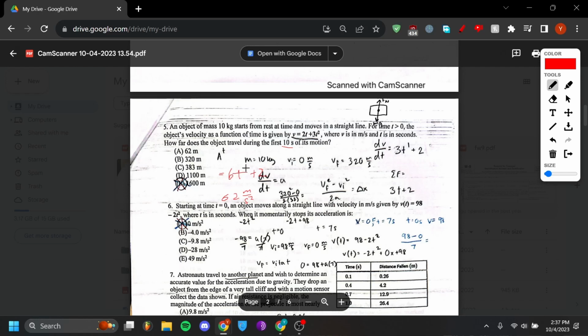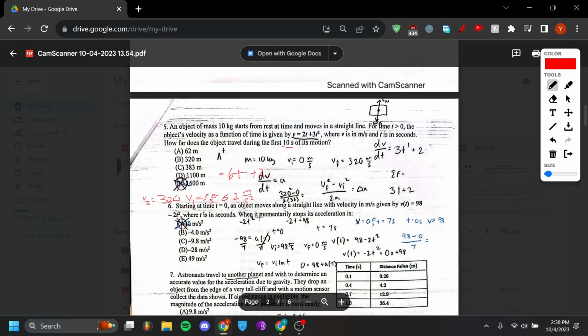Or, to be honest, because it says for time t is greater than 0, we can't really use the velocity that's going to be 0. So let's just use t equals 1. So we'll just plug in v1 equals 2 times 1 plus 3 times 1 squared, is 3 plus 2, is 5. Yeah, it's 5. Okay, just making sure. And then v2 equals, first you just multiply by 10, so 20 plus 100, which is 320. And this is all meters per second, by the way, because it's velocity.